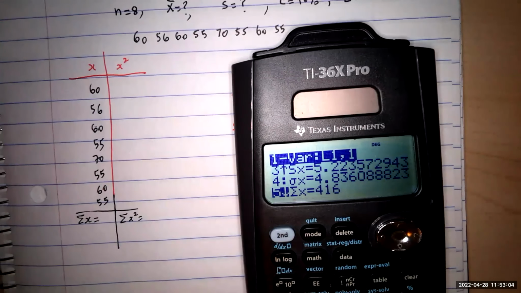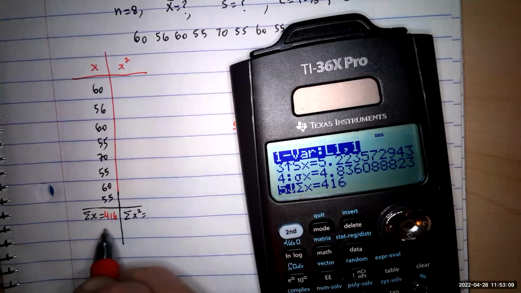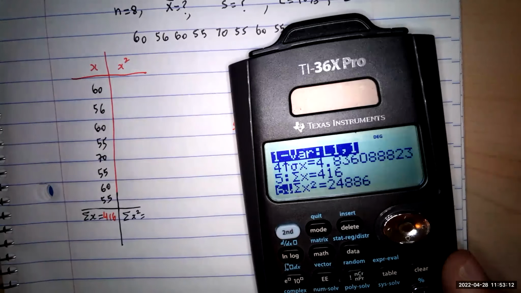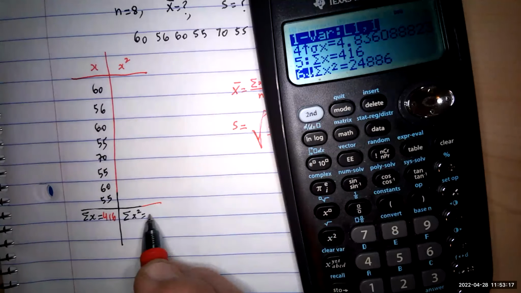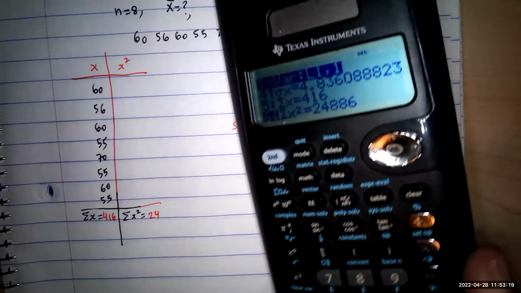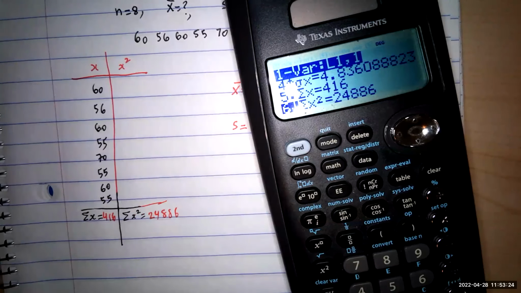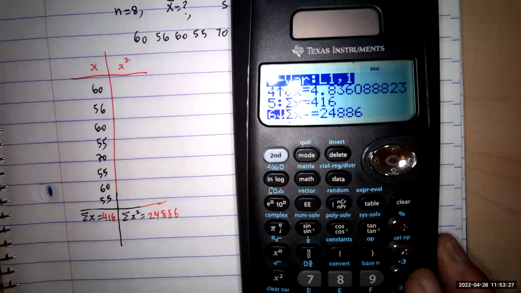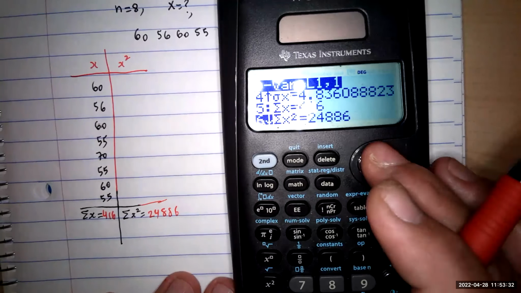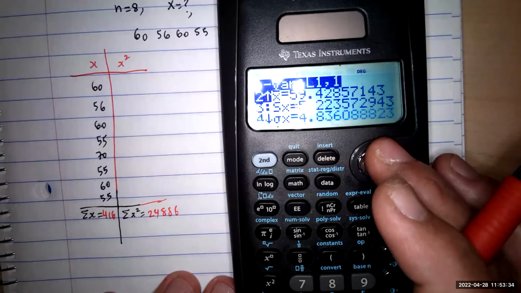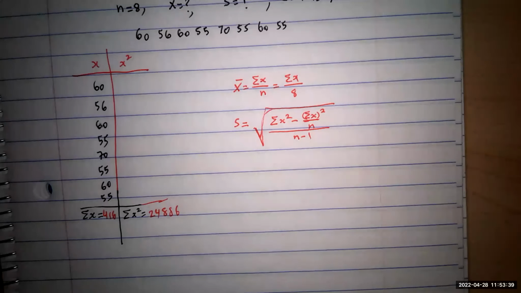This would be, see, this would be 416, if you add them together, and if you add the squares, 24,886. You square each one of them, then you add them together if you want to substitute, but the final answer as we got it here is just straightforward. So the X bar, and that's it, it gives you the numbers here.